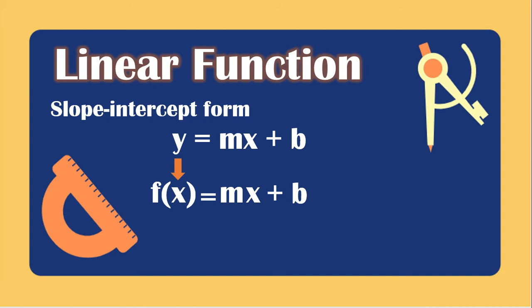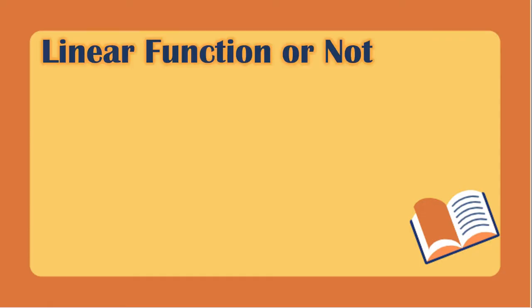In linear function, it is important that you will know if the function is linear or not because we have a lot of kinds of functions. So you need to look at the variable. The variable should have a degree 1 or the exponent should always be 1. Let us see if the given function is linear or not.